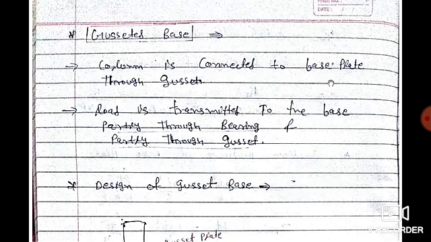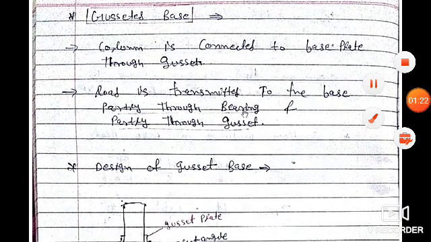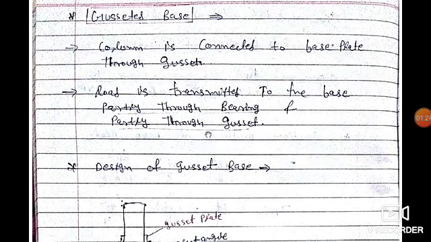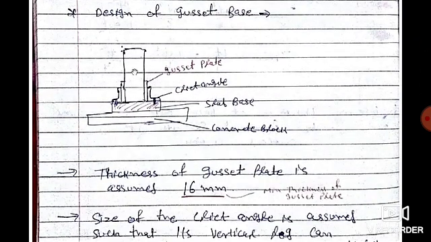So we've seen the gusset plate. Then we'll move on towards the column, which is connected to the base plate through the gusset. So load is transmitted to the base partially through the bearing and partially through the gusset. Okay, design of gusset plate, let's see. So this is the picture, something like this. This is the concrete bed, slab base, this is the cleat angle, and this is the gusset plate.